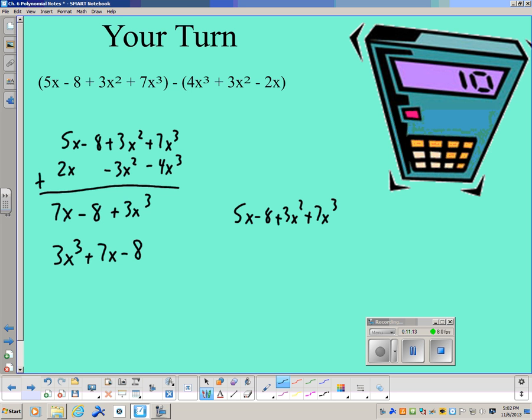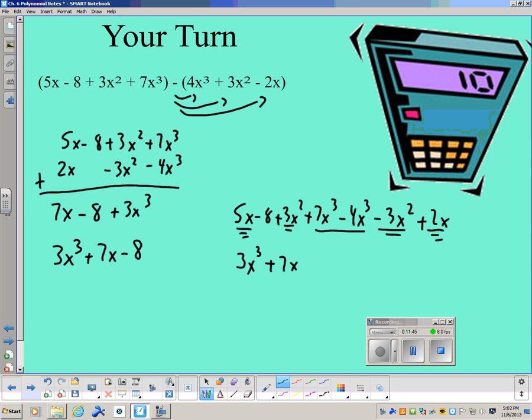I can distribute that minus sign through the parentheses, and I get a minus 4x to the third minus 3x squared, and then a minus there becomes a plus 2x. Combining my like terms, I get 3x to the third. I've got a plus 3x squared and a minus 3x squared, so that gives me 0x squared, so they're gone. And then I've got a 5x there, plus 2x gives me a plus 7x. And then a negative 8, nothing to combine that with, so minus 8. So again, you choose horizontal method or vertical method, whichever one works for you.